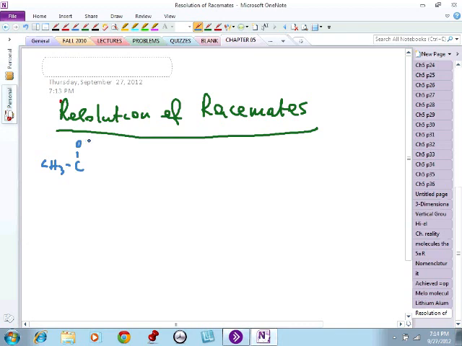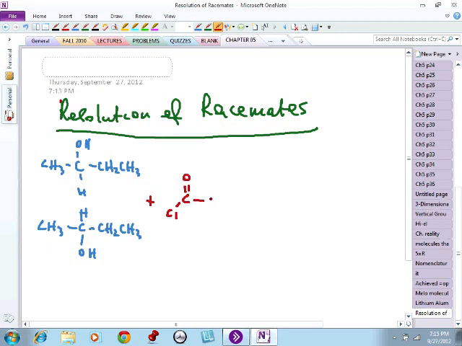Keep in mind we started with this, and we have its mirror image in there. Those are the two enantiomers. What we do is react the two enantiomers with a pure enantiomer. In this case, let us say we take a pure enantiomer. I'm going to react with this here.